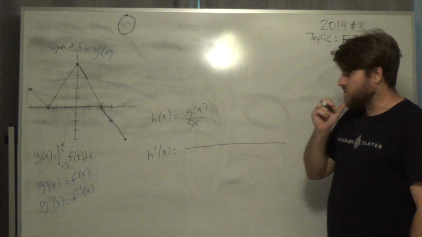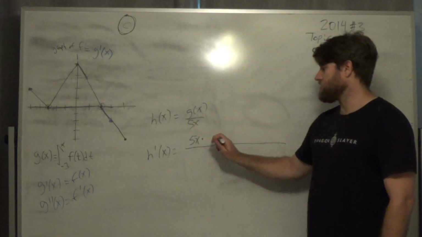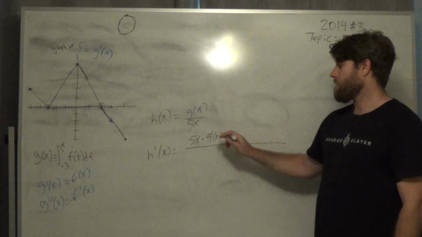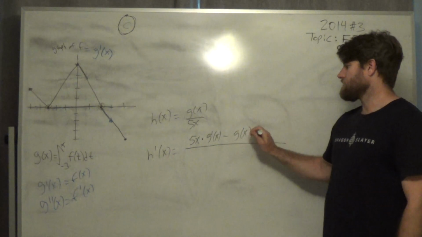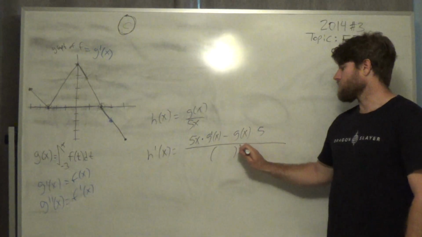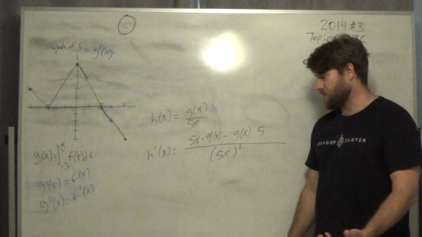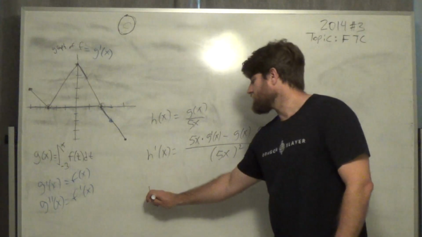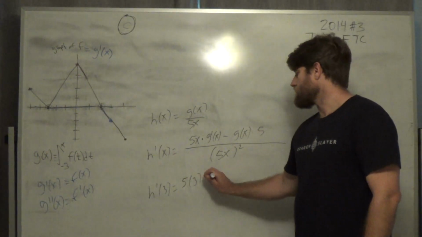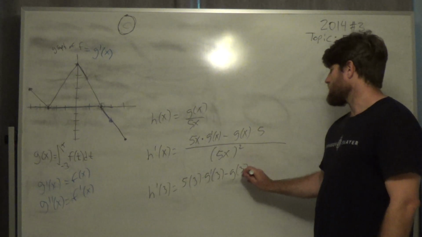So, quotient rule, low d high, the derivative of g of x is g prime x, minus high d low, the derivative of 5x is 5, all over low squared. Now you could have made that 25x squared, but I'm just going to write it like this. And now we're going to replace everything with a 3. So 5, 3, g prime 3, g of 3.